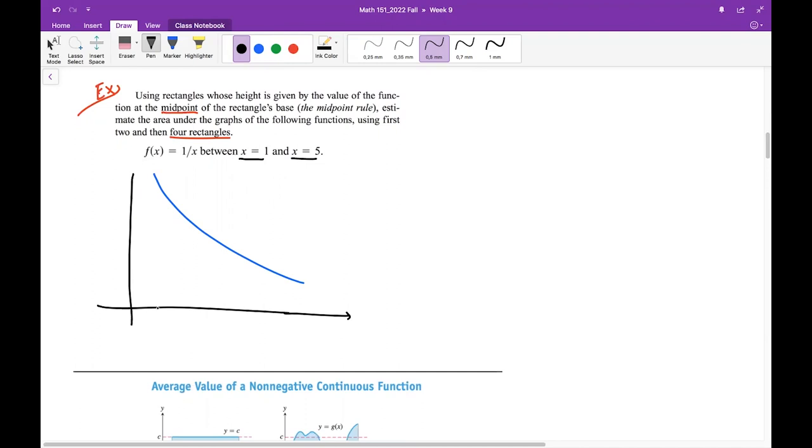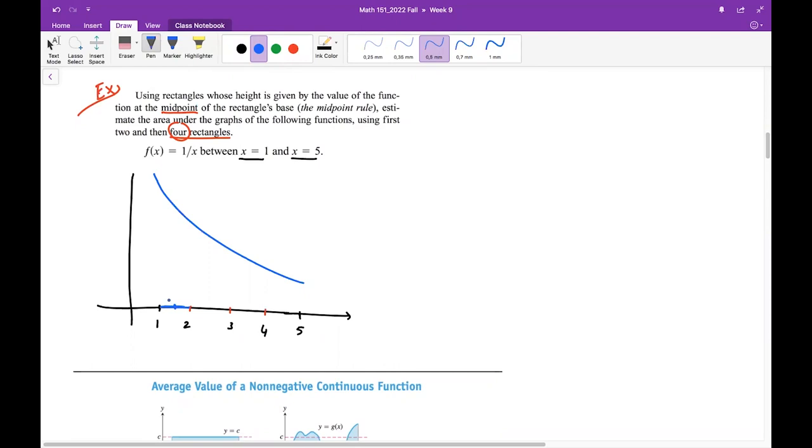So from 1 to 5. Now I will divide this interval into four sub-intervals of equal length: 1, 2, 3, 4. So these points are then 2, 3, 4. And what does it say?